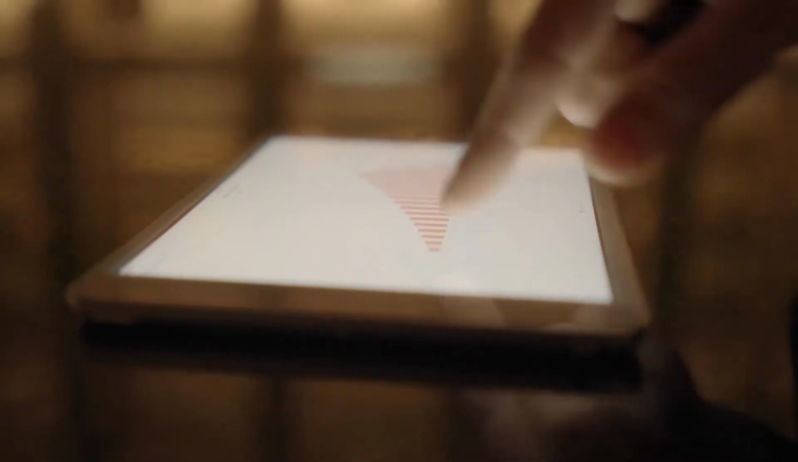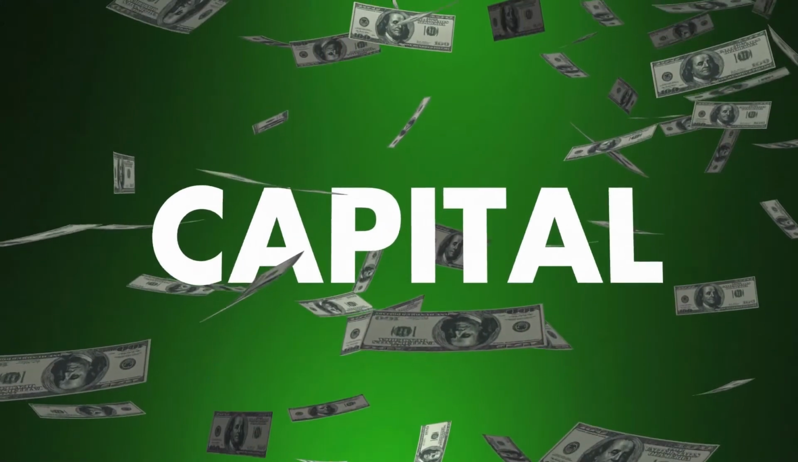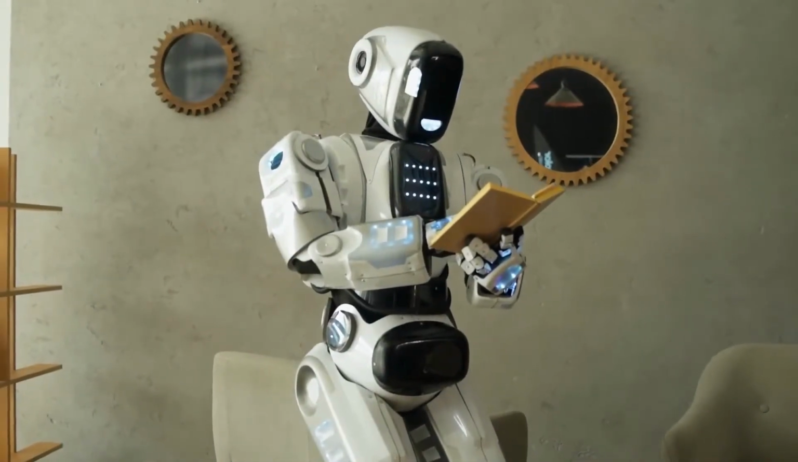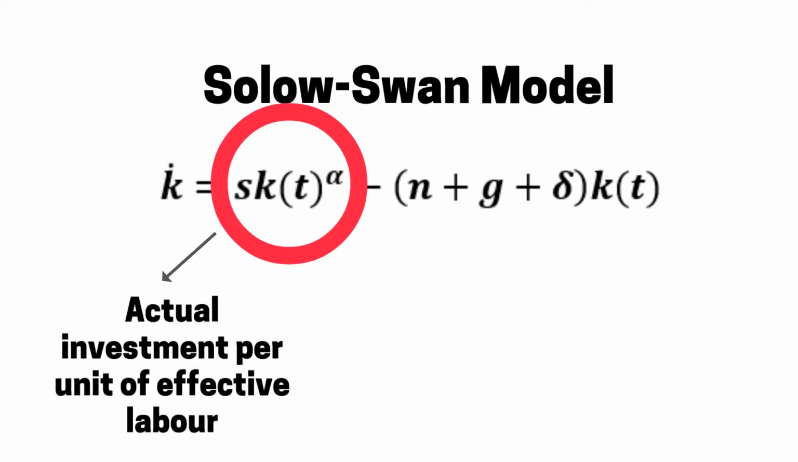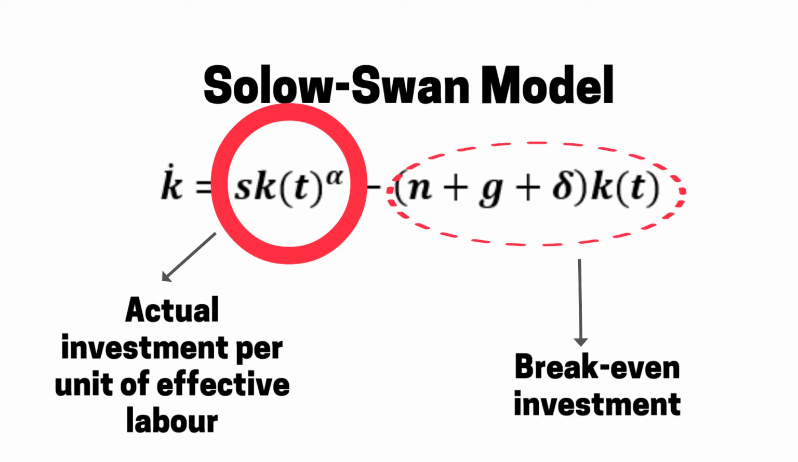The Solow-Swan model explains long-run economic growth by considering capital accumulation, population growth, and technological progress. K is capital stock per unit of effective labor. Alpha is the elasticity of output with respect to capital. The term s k(t) to the power alpha is actual investment per unit of effective labor. The term (n + g + delta) times k(t) is the break-even investment.